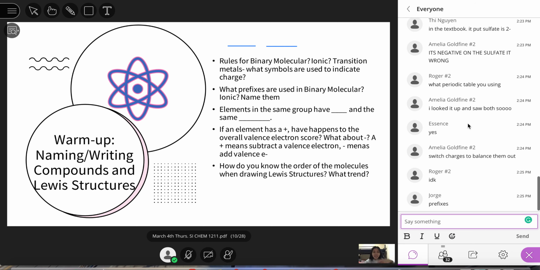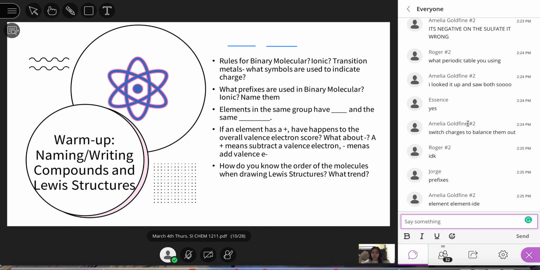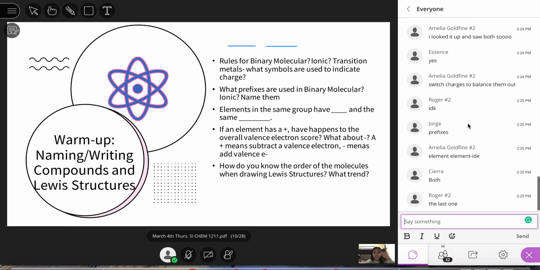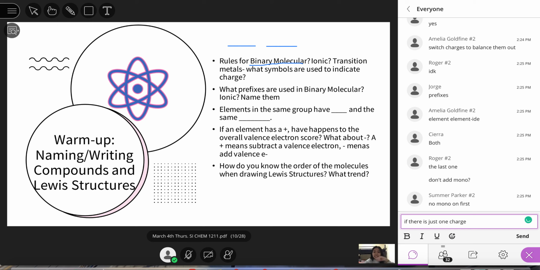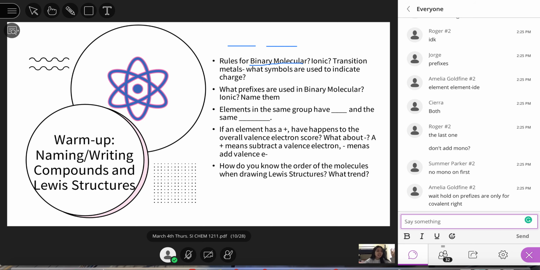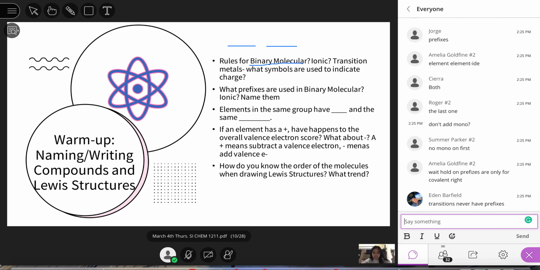You don't know? Okay, does anyone else know? Prefixes, yes, exactly. You add prefixes to just one, both, what do you add? Element, okay, IDE, yes. Anything else? Yes, you add prefixes to both, and you put IDE at the end of the second element. Is there anything else that we need to know about binary molecular? Yes, you don't add mono on the first. If it has just nitrogen O2 or something, you just put nitrogen. Yes, and then transitions never have prefix.